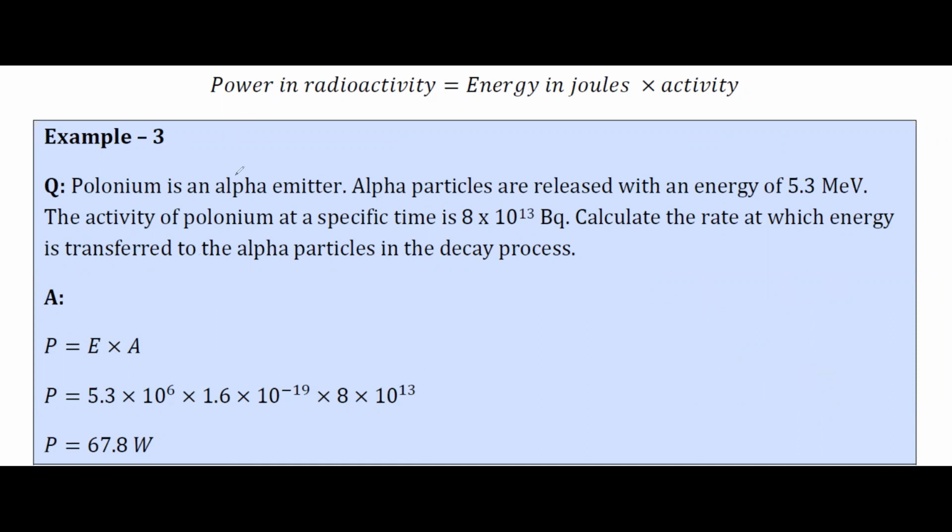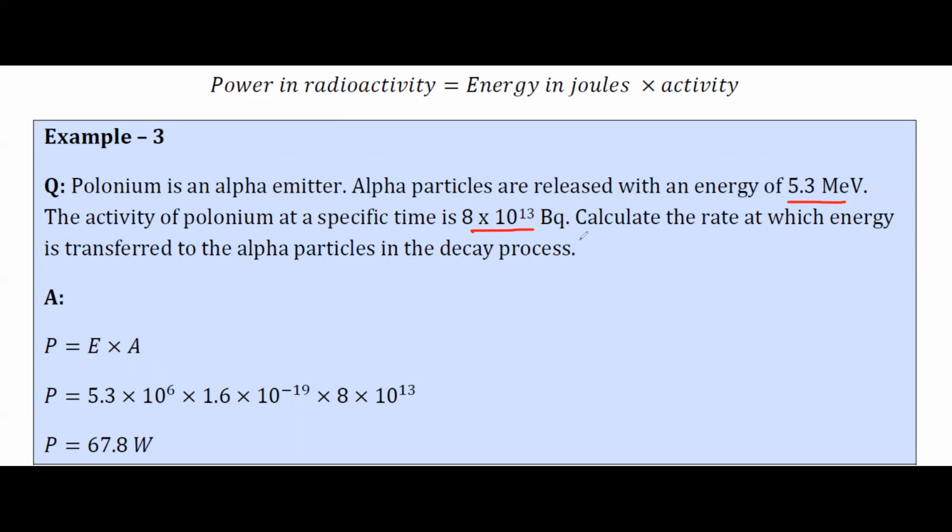So polonium is an alpha emitter. Alpha emitter means the majority of the radiations are alpha. Alpha particles are released with an energy of 5.3 mega electron volt. This is the energy released. The activity of the polonium is 8 into 10 to the power 13 becquerel, meaning every second this many radiations are coming. Calculate the rate at which energy is transferred from the alpha particle in a decay process.